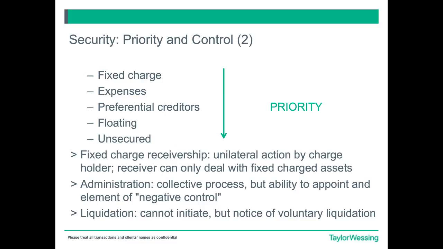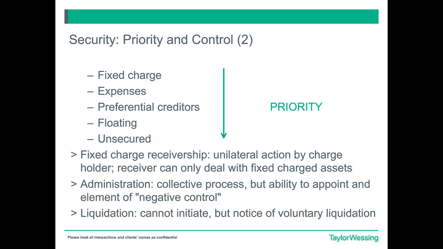So on the slide is a mini version of what I was talking about earlier. And again, top to bottom is best to worst. So ideally you would have fixed charge security, but still, if you only have floating charge security, that still puts you in a better position than if you were simply an unsecured creditor.